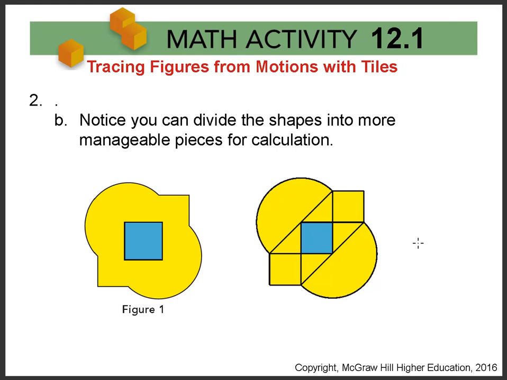Notice that you can divide the shapes into more manageable pieces for calculations, as we did with the previous problem, and I've drawn in a few lines here to let you see that this is 2 semicircles, 3 squares, and 4 half-square right triangles.